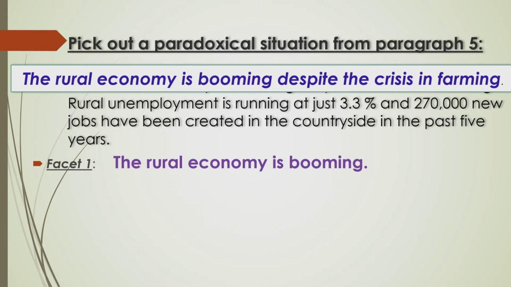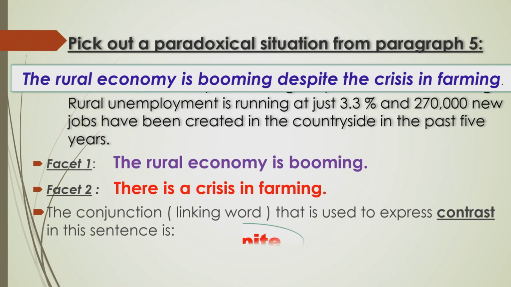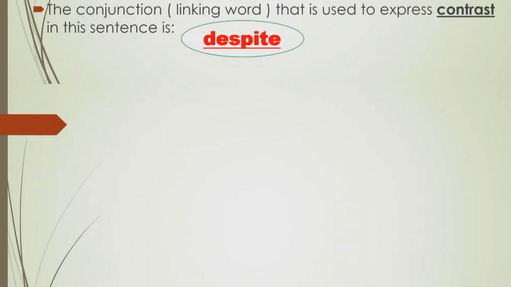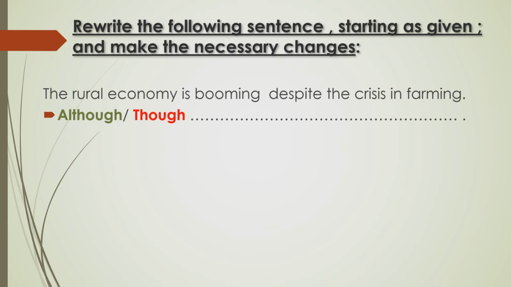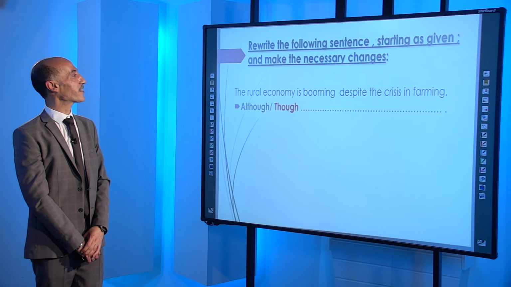In other words, we have two facets. The first one is that the rural economy is booming. When it comes to the second facet, which is in a stark contrast with the first, it's this one, the crisis in farming. There is a crisis in farming. So there is a conjunction, a linking word that is used to express contrast in this sentence. It's despite.